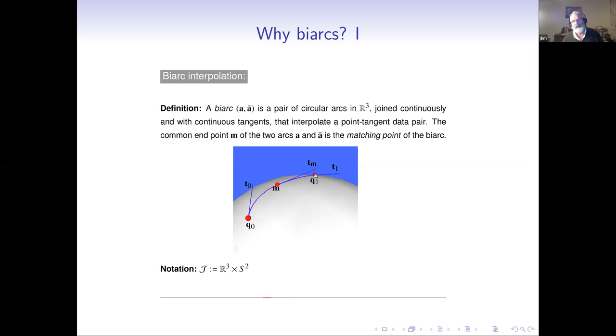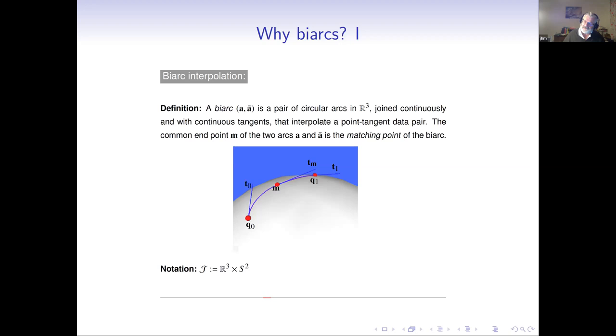However, you won't hit the right tangent direction at Q1 unless you're very lucky. But what you can do with biarcs is take two arcs of circles with a matching point. So this circle goes through Q0 and is tangent to this prescribed T0. This arc is through Q1 and is tangent to that T1. And it turns out there's a one parameter family of those pairs that join up in a C1 way in the middle. They all lie on that sphere and they have gorgeous properties. So I wanted to take a little time to tell you about those.